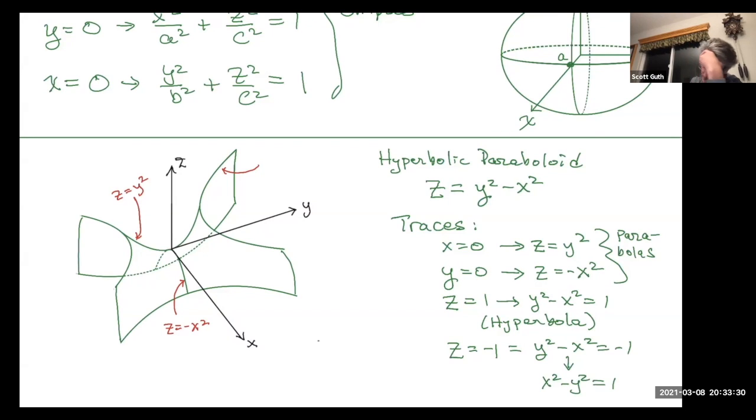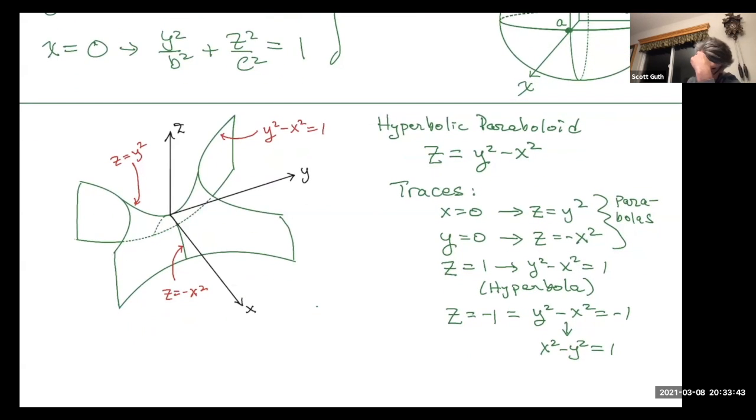Okay, so that's this. Let me label both of these. So up on top where z is 1, we have y squared minus x squared equals 1. Like that. And down on the bottom, the last trace is x squared minus y squared equals 1. And that's the hyperbolic paraboloid.